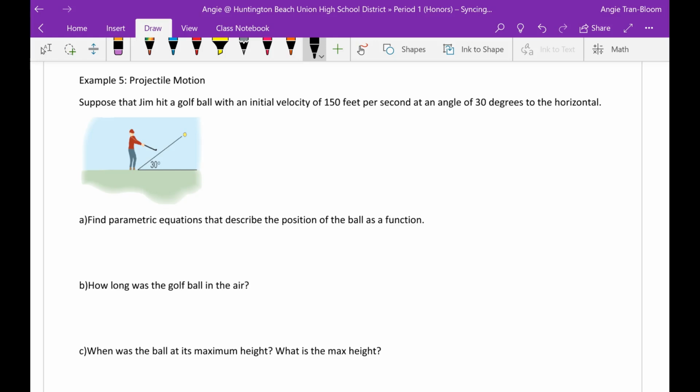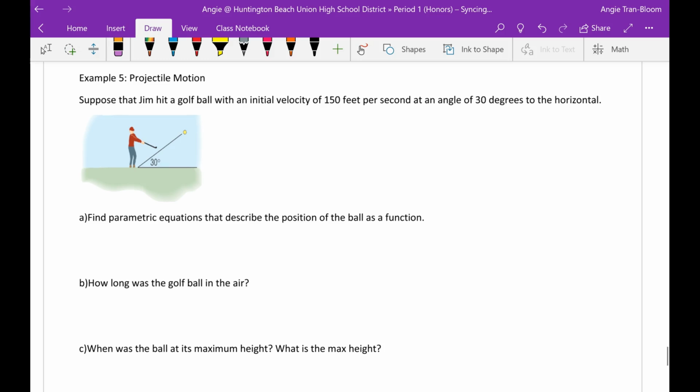All right, guys, this is a recording for 10.7, example 5, projectile motion. Suppose that Jim hits a golf ball with an initial velocity of 150 feet per second at an angle of 30 degrees to the horizontal. So that's theta. This is initial velocity. That's going to be subscript 0.